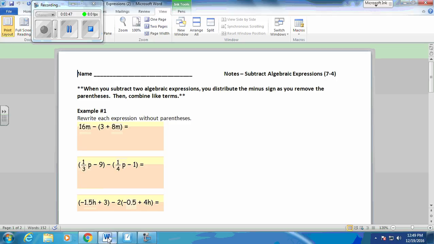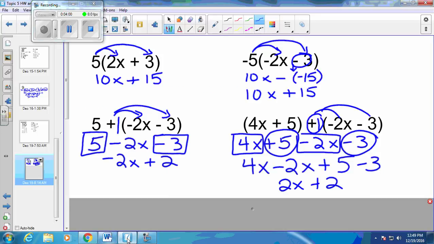So looking at our notes, it states that when you subtract two algebraic expressions, you distribute the minus sign as you remove the parentheses and then combine like terms. This is similar to what we were talking about when we had the addition sign. We distribute the addition sign, but it didn't change the value.